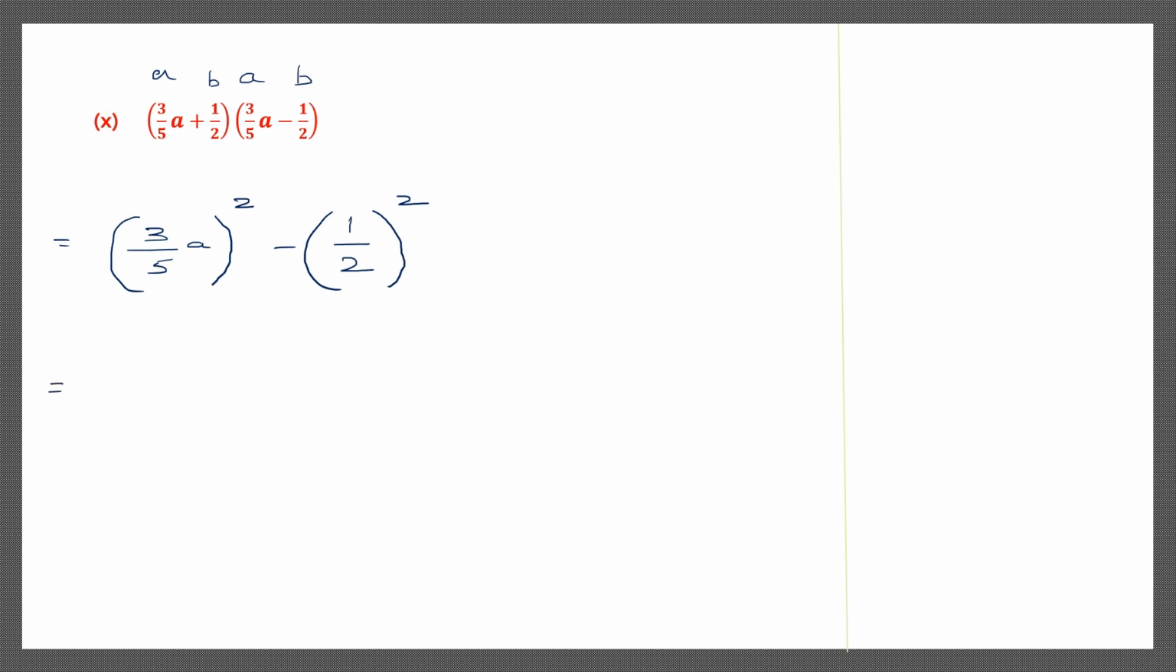Now let's do this carefully. So when I say 3 by 5 square, I have to multiply 3 2 times, 5 2 times. So first let's do 3 by 5 square. So 3 twice means 3 3's are 9. 5 twice, 5 5's are 25. And then we have a. a square is simply a square minus, let's go to the other side, 1 square and 2 square. So 1 into 1 is 1 itself and 2 2's are 4. So our answer is 9 by 25 a square minus 1 by 4. So this whole thing is our answer.